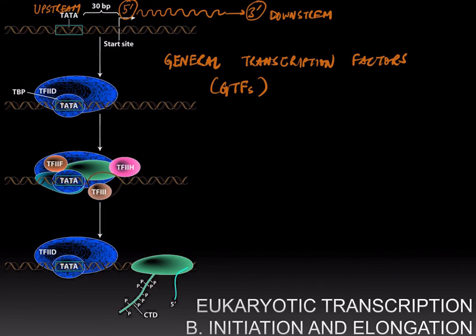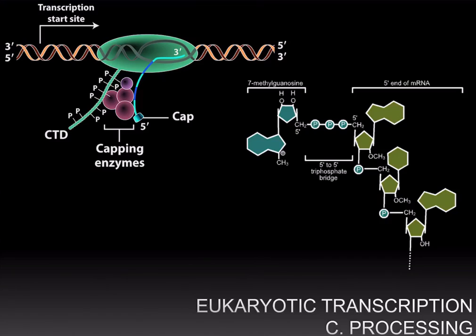and one of the GTFs phosphorylates the carboxy terminal domain, or the C terminal domain, of the RNA polymerase, which has important roles in the processing of transcripts. And there are several processing steps that are involved.